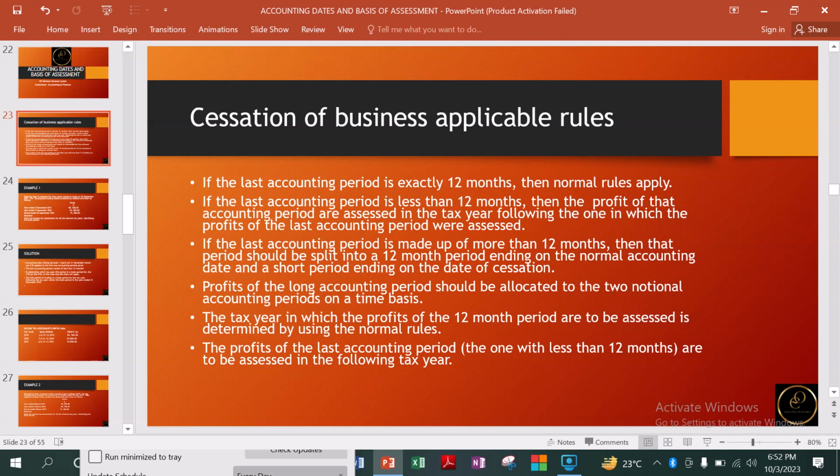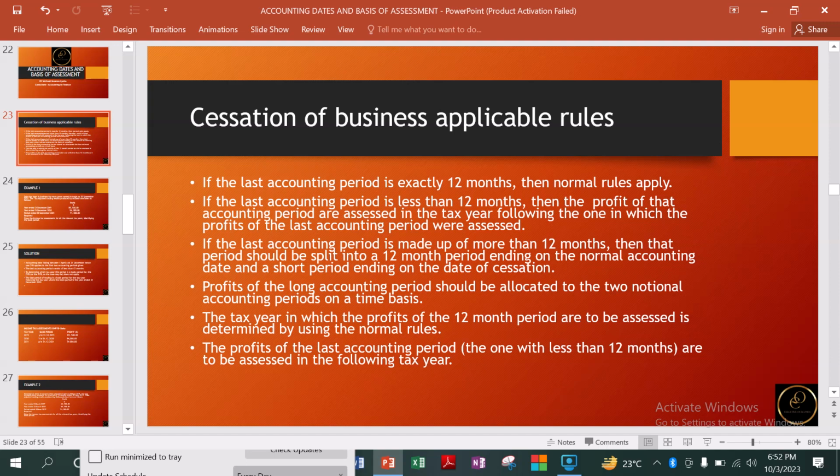Then the third point, which we are going to actually see when we look at the example, is if the last accounting period is made up of more than 12 months, then the period should be split like before into a 12-month period ending on the normal accounting date and the short period ending on the date of cessation. Okay, so when you look at this particular point, you note that there's a difference in approach from when we were looking at it from the standpoint of commencement of a business.